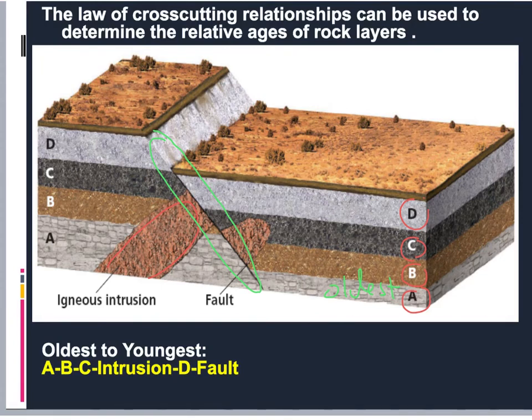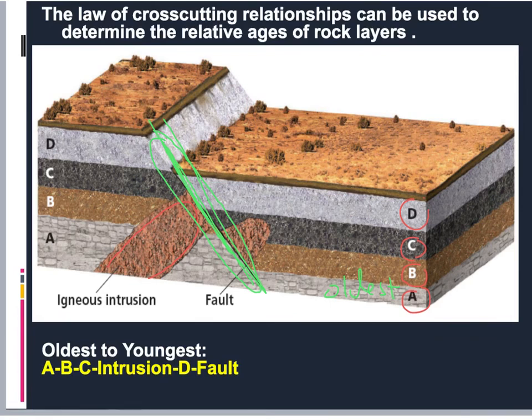But then you start to see that intrusion cut through. So the intrusion cuts through a little bit of A, cuts through B, so it's younger than B, cuts through C, so it's younger than C, but it doesn't cut through D. So D's got to be younger than it, right? So the intrusion would go next in terms of oldest. Then layer D, then the fault, because the fault, I'll see right there, see the fault cuts through all the layers, including D. Remember, if the fault cuts through a layer, it's younger than that layer. So since the fault cuts through layer D, which is the top layer, the fault is the youngest thing, or the most recent thing that has occurred.